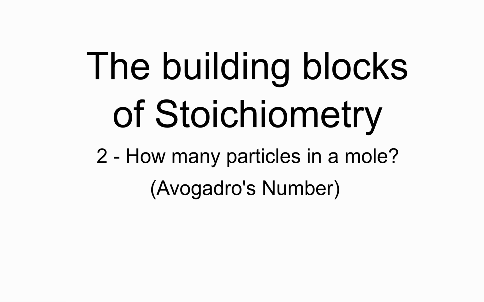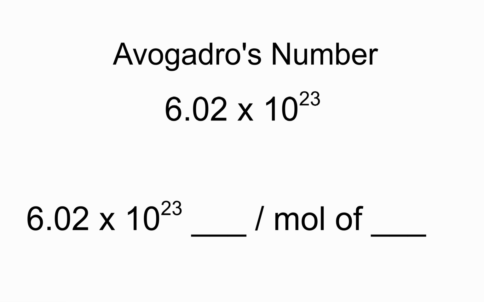In this video, we'll determine how many particles are in a mole of a given substance. It's commonly referred to as Avogadro's number, sometimes referred to as Avogadro's constant. We know that Avogadro's number is a very large number, 6.02 times 10 to the 23. That means that there are 6.02 times 10 to the 23 anything in a mole of that same thing.